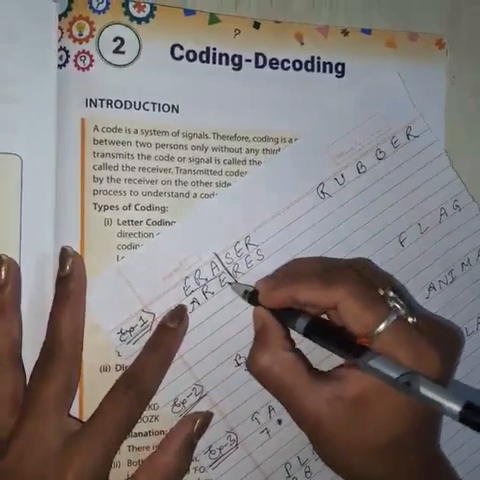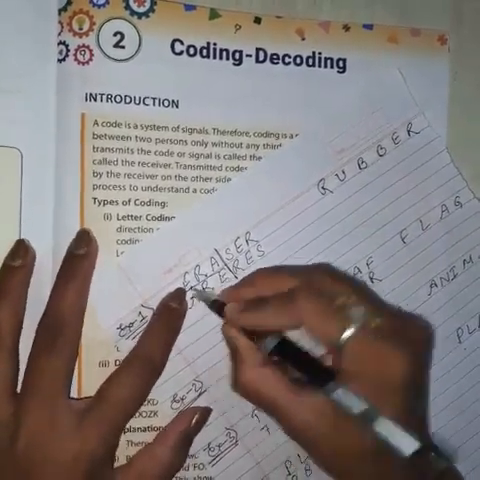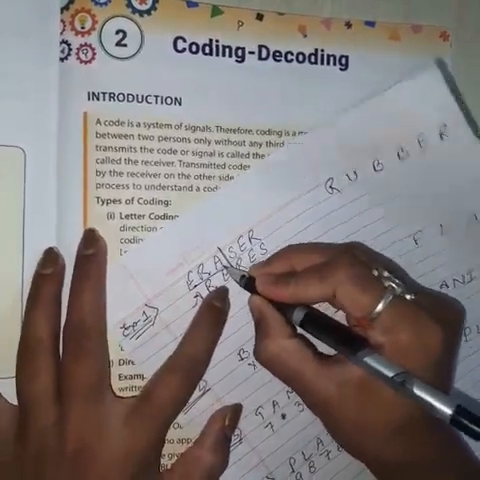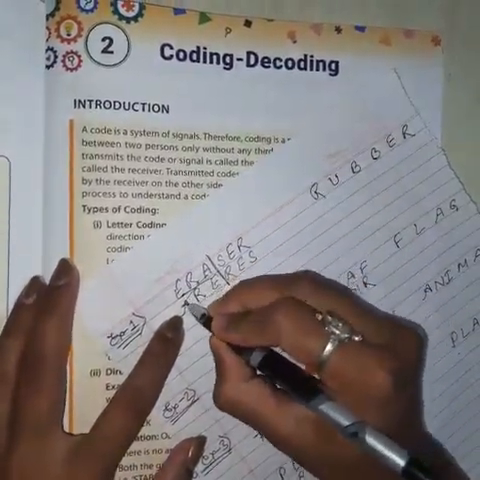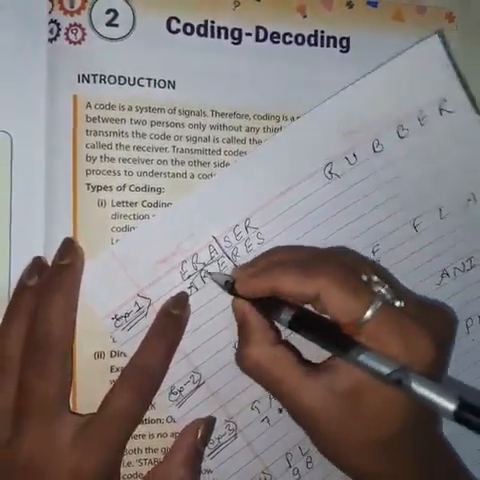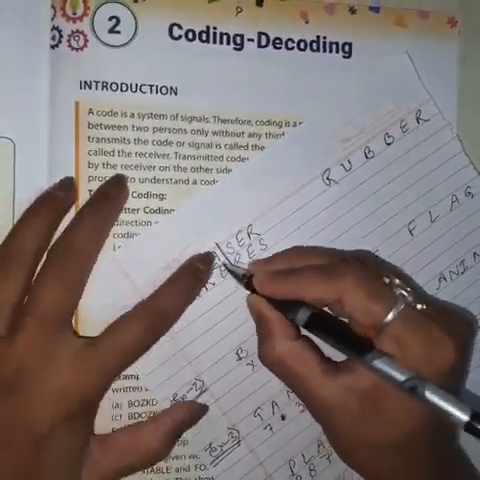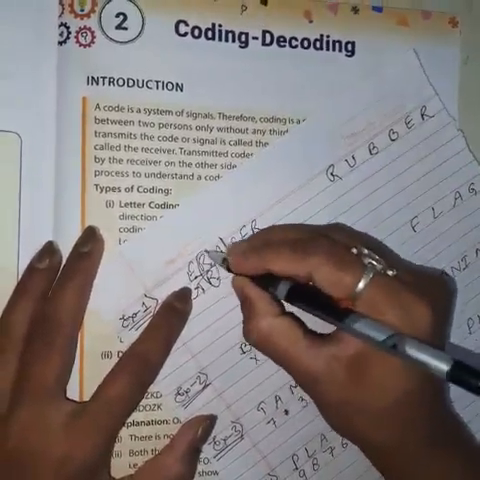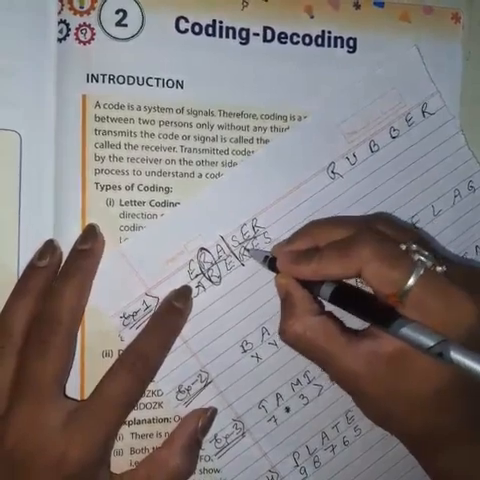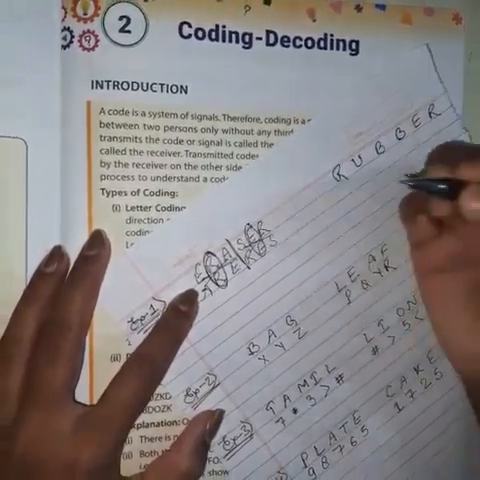The first letter is reversed with the third letter. The last, third letter is placed in the place of the first letter. E comes from there, A comes from there, and R stays as it is. S is here, R is here, and E stays as it is.